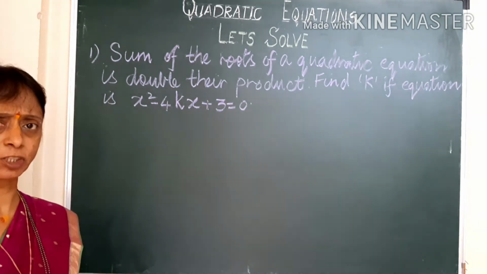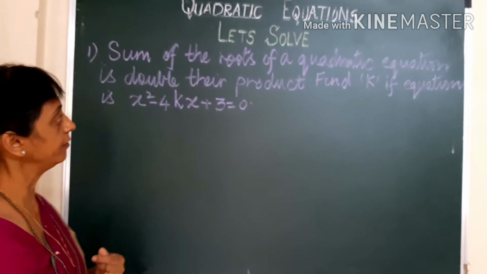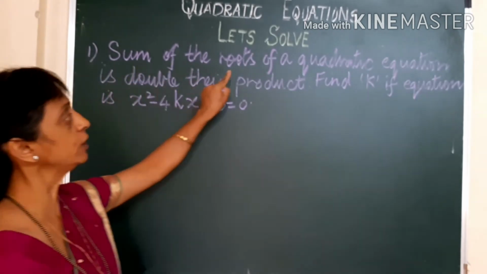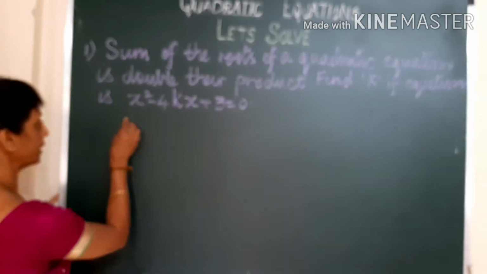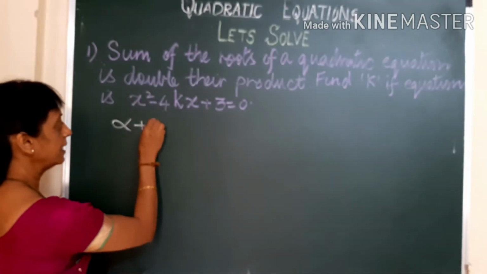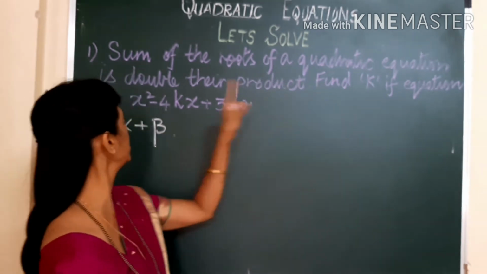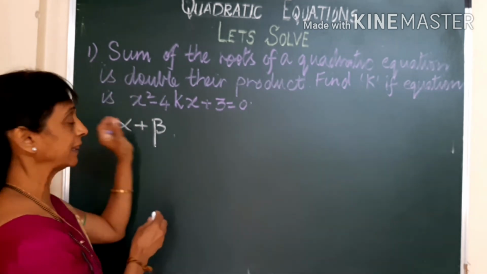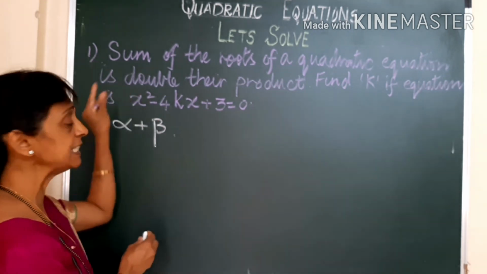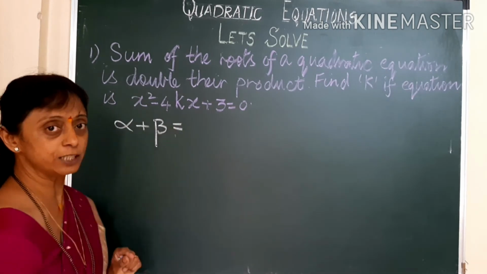First, from the problem, children, let's understand what is given and what we have to find out. So what is given? The sum of the roots of a quadratic equation. What is the sum of the roots? It is alpha plus beta. So the sum of the roots is... Children, how do you change a mathematical statement containing "is" into an equation? "Is" is always "is equal to".